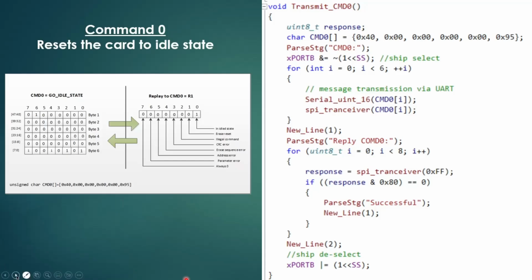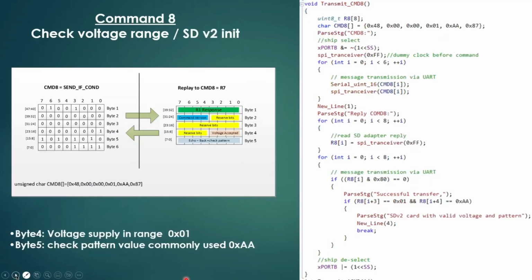The next command we have to look at for the initialization is command 8. For command 8, we're going to send these 6 bytes, and we're going to get 5 bytes in response. What we send is the command number, which is going to be 48, and then the arguments are going to be 0, 0, 1, AA, and then the checksum is going to be 87.